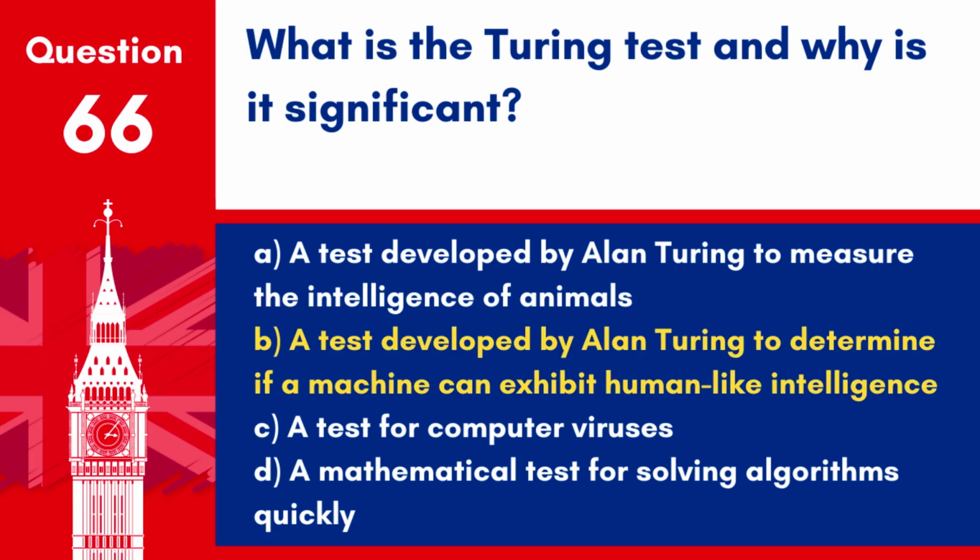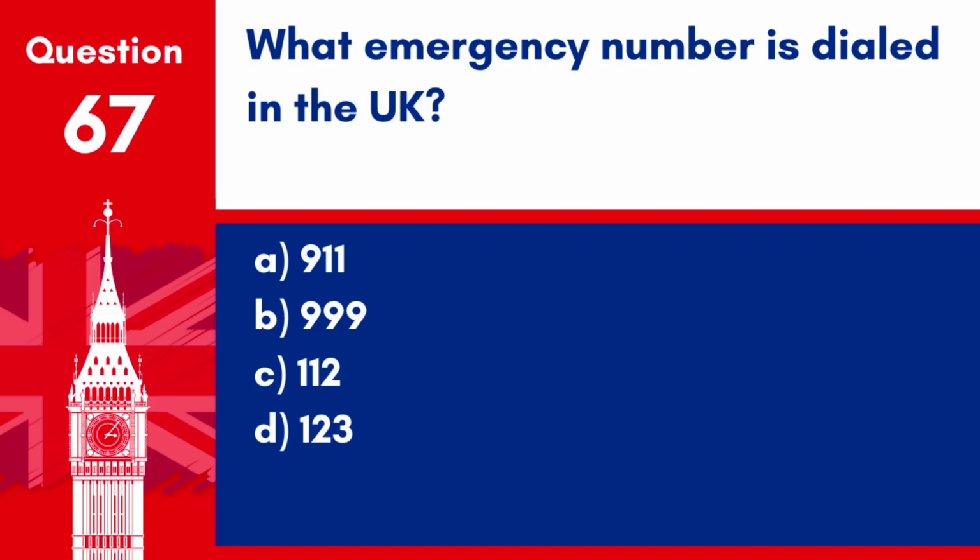Answer: B. A test developed by Alan Turing to determine if a machine can exhibit human-like intelligence. The Turing test, developed by British mathematician Alan Turing, is significant as it challenges machines to exhibit intelligence indistinguishable from that of a human. Question 67. What emergency number is dialed in the UK? A. 911. B. 999. C. 112. D. 123. Answer: B. 999. The primary emergency telephone number in the UK is 999.